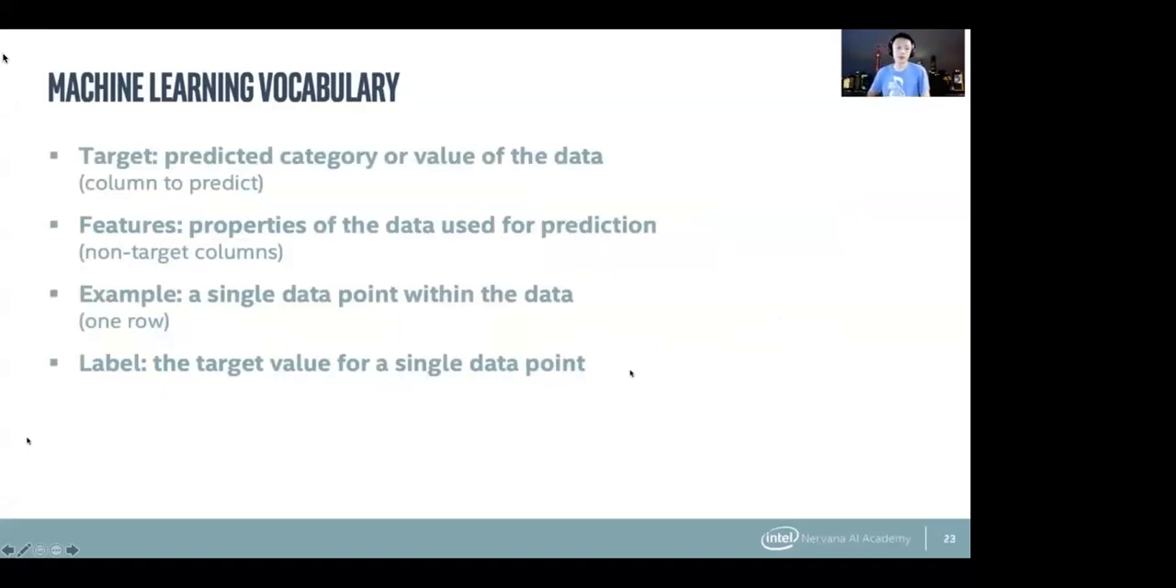All right, cool. So I've been talking a lot about features, targets, examples, labels, all of these different things, and they're probably confusing. So at this point, it's probably a good idea to clarify some of these. Let's look at all of these. Your target is your predicted category or value of the data, and features are properties of the data used for prediction. The example is a single data point within the data, which is a combination of the target and the features. And the label is the target value for a single data point.